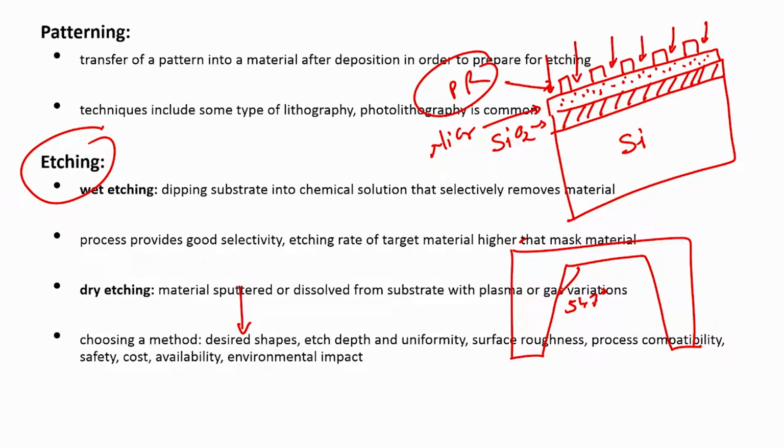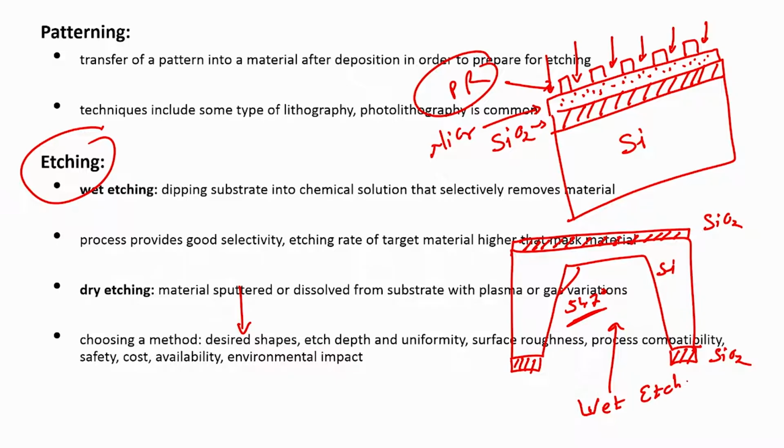If I etch silicon dioxide from the back side to create this diaphragm, and this is my silicon dioxide, this is the silicon wafer, silicon dioxide. If I etch it, then what am I getting? An angle of 54.7 degrees. This is using wet etching.